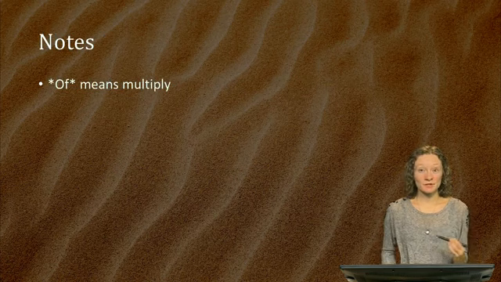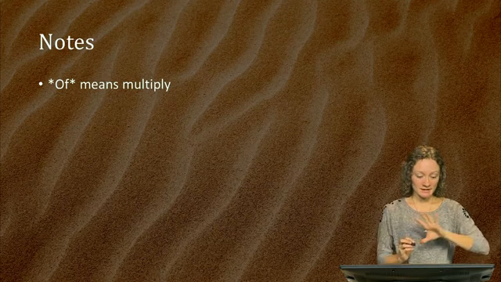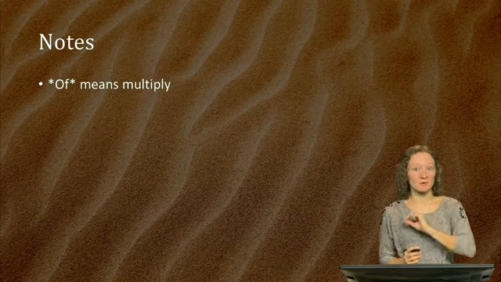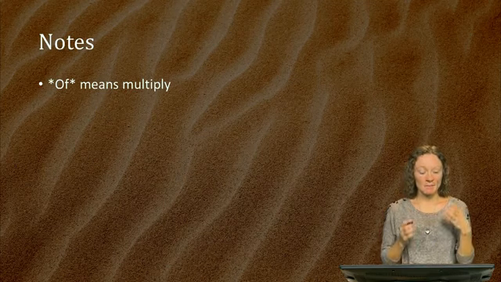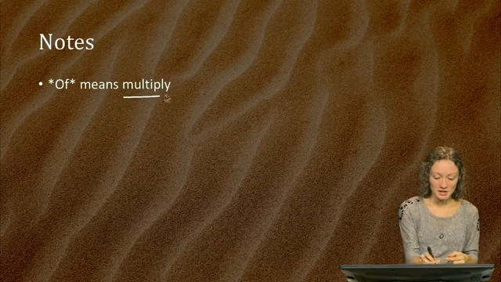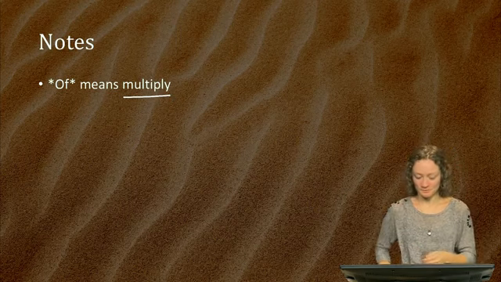The only real big note for this section is that the word of means multiply. So when you see this in a sentence, in the English language, of is typically a word that we breeze right over. It doesn't tell us a whole lot of information. But in math, it tells us something very specific. It tells us the operation of multiplication. So hold on to that as we get into some of the word problems.